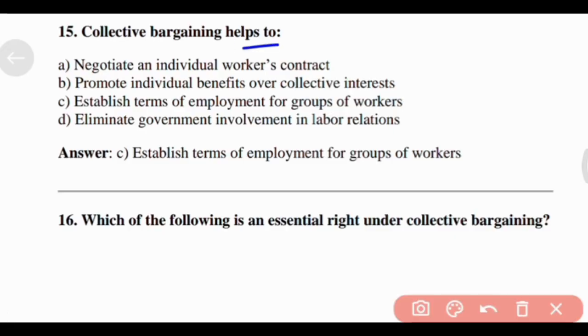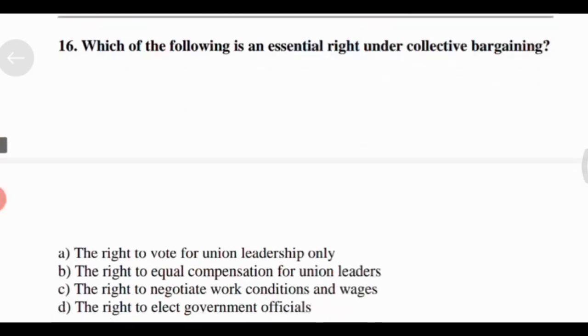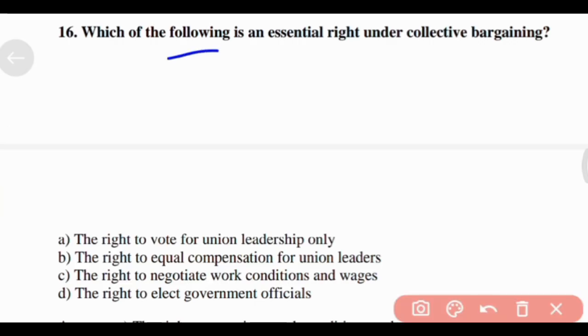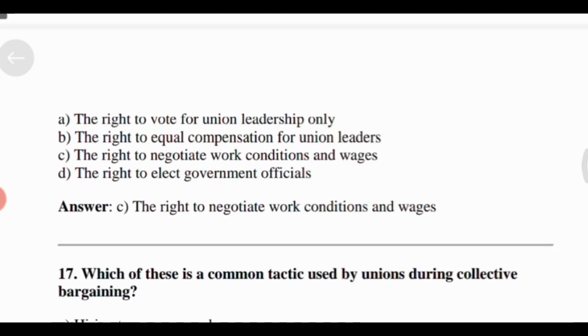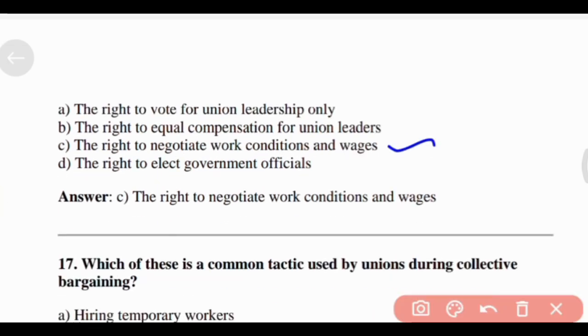Collective bargaining helps to option C. Establish terms of employment for groups of workers. Which of the following is an essential right under collective bargaining? Answer is option C. The right to negotiate work conditions and wages.